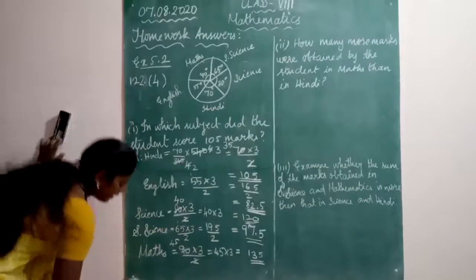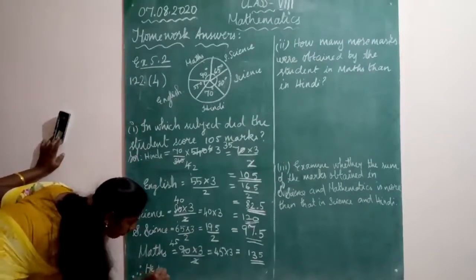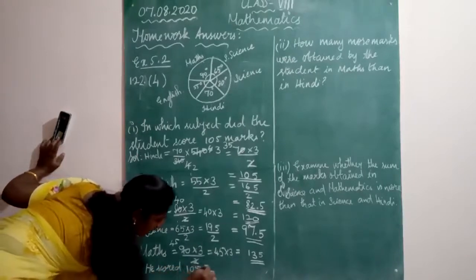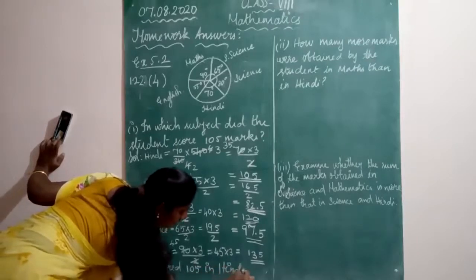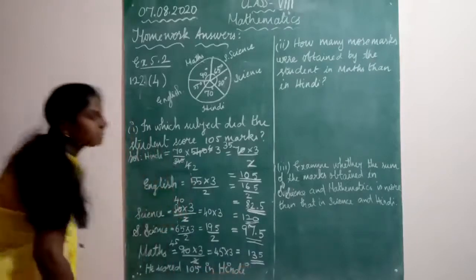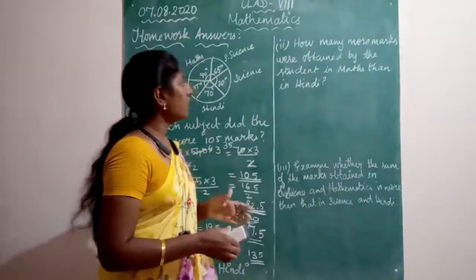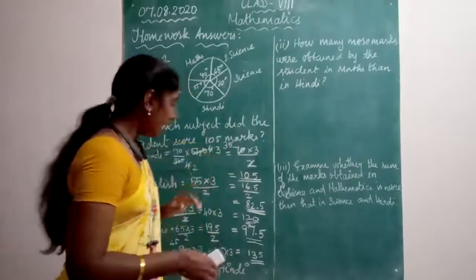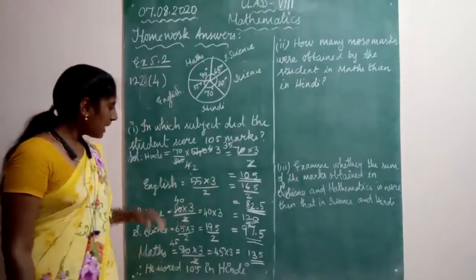So at last you will write, therefore he scored 105 in Hindi. Fine. The next question is, how many more marks were obtained by the student in maths than in Hindi? Okay, so now we have to compare the marks obtained in maths and Hindi.